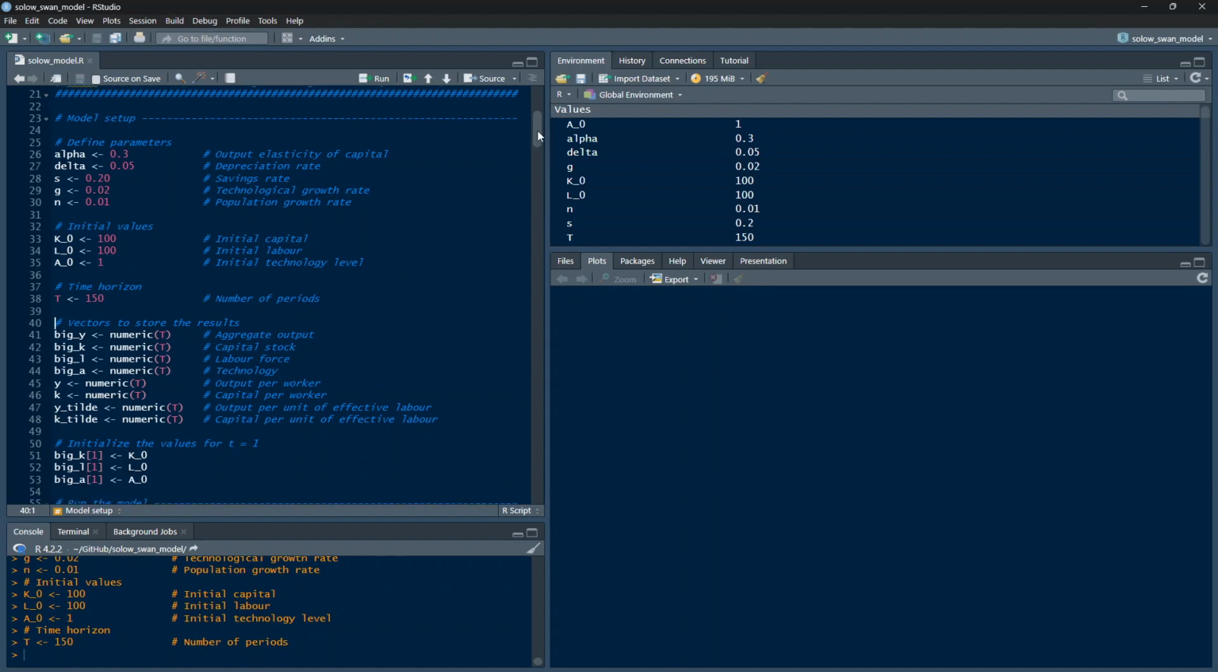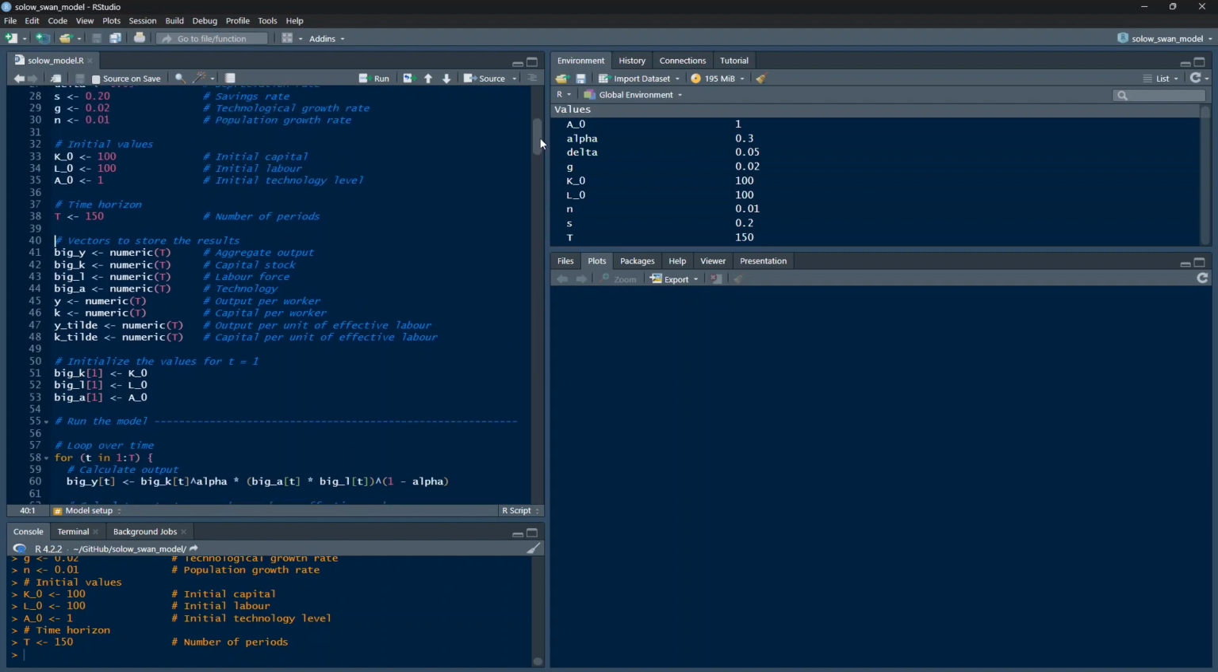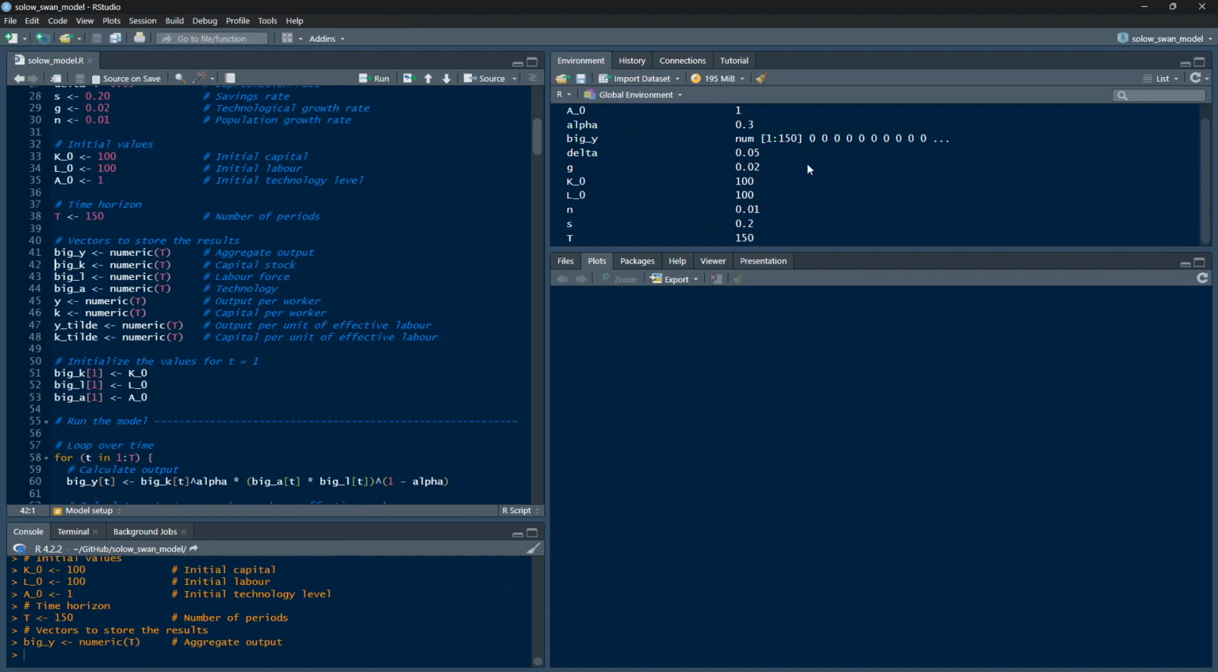Fantastic. Next thing that we have to do is define some vectors, or basically these are just going to be placeholders to store our results. So big Y refers to aggregate output. And when I run that line of code, you see that it just generates this vector of 150 values, from 1 to 150. And currently each of the values are just listed as 0. So it's just an empty vector at this stage.